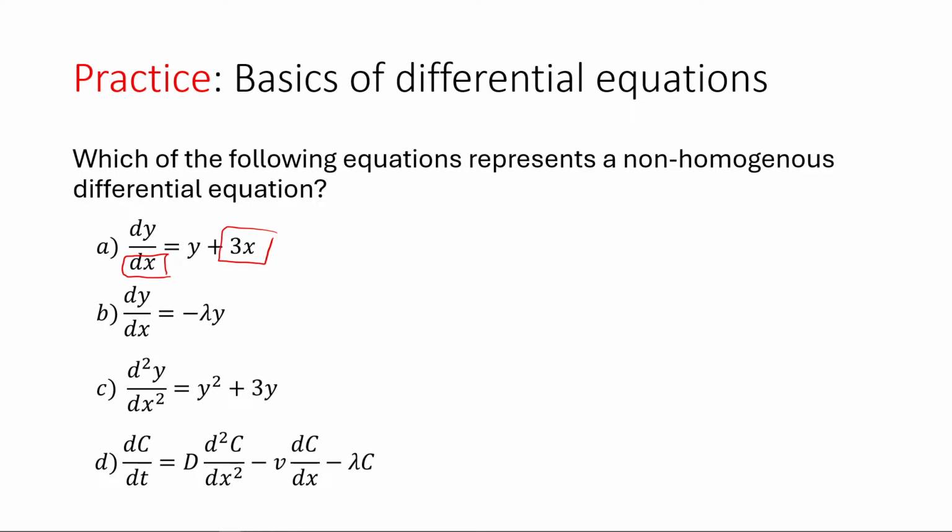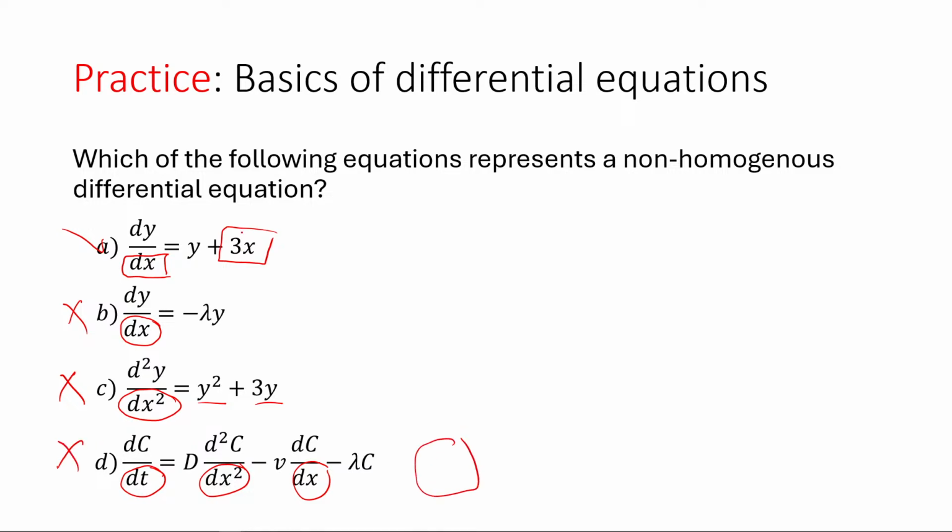Which of the following represents a non-homogeneous differential equation? This one. This one is homogeneous because with respect to my independent variable, I don't have anything here. How about this one? Again, this is homogeneous because with respect to my independent variable, I don't have anything here. How about this one? Again, this is homogeneous because with respect to my independent variable, I don't have any forcing term here.